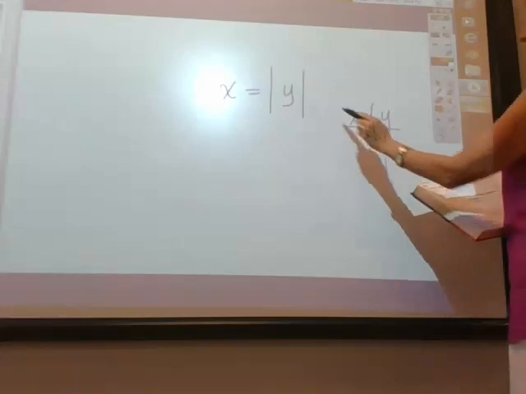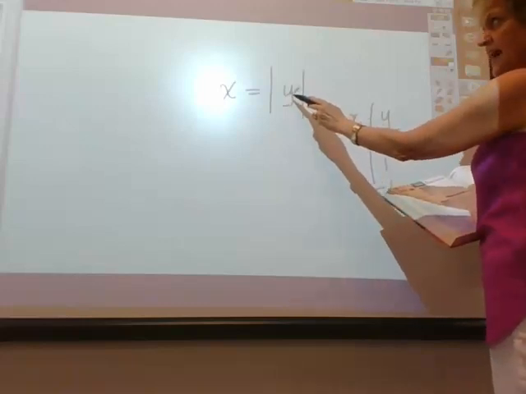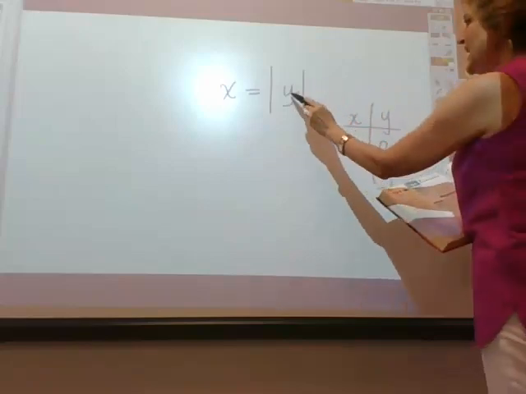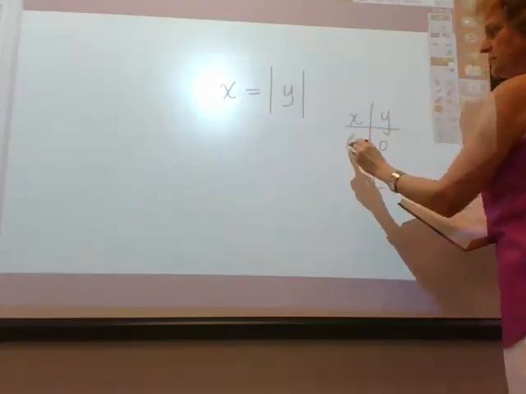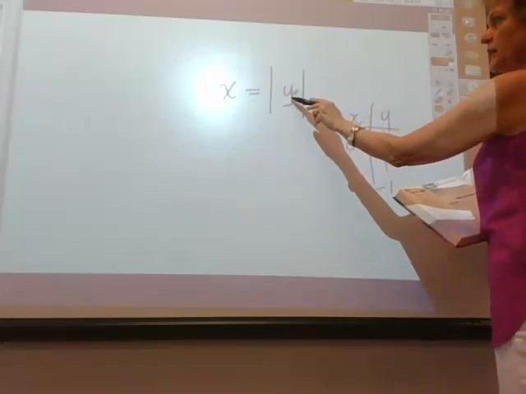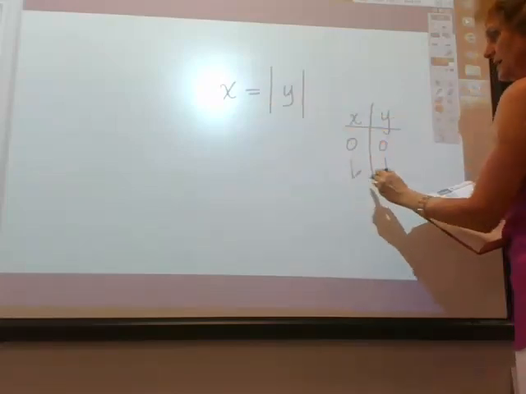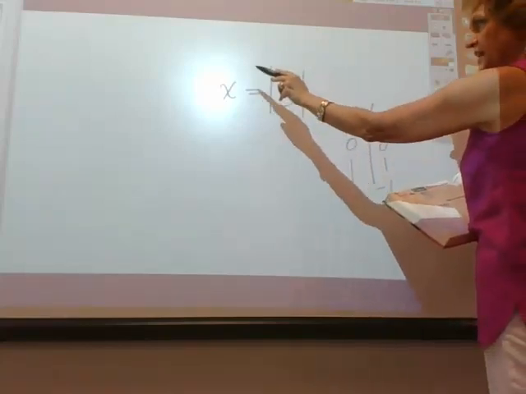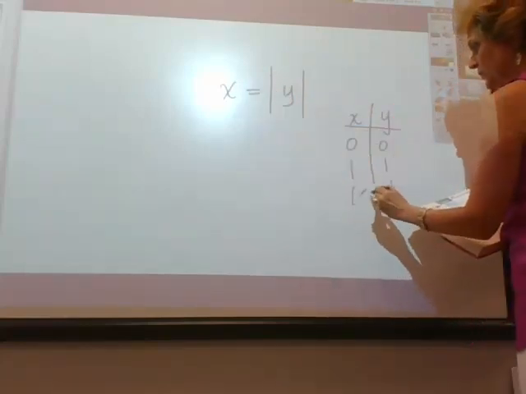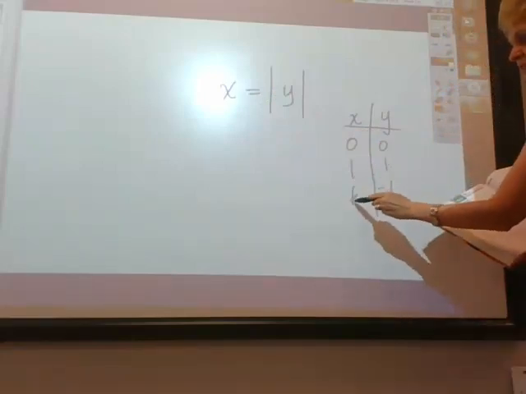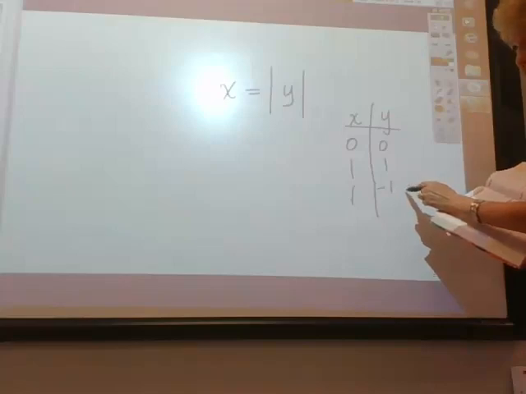Because if I plugged in 0, the absolute value of 0 is 0, okay? If I plug in 1, the absolute value of 1 would be 1. If I plugged in negative 1, the absolute value of negative 1 would be 1. Uh-oh. 1 can't be matched up with two different y's.